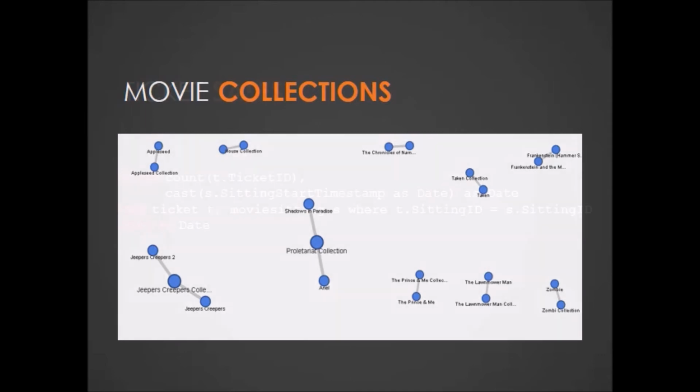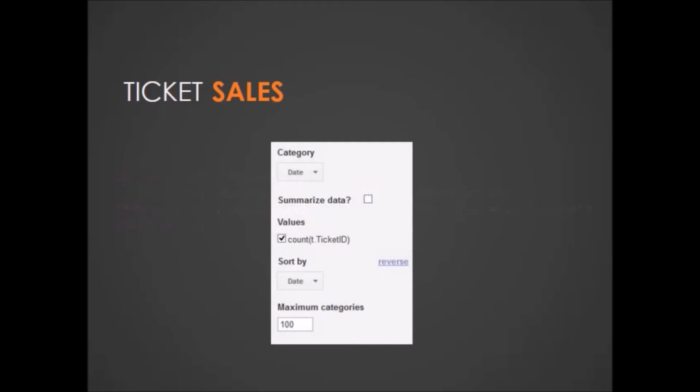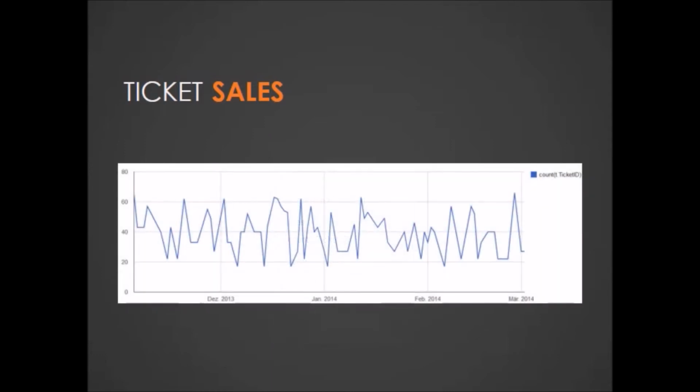To keep track of seasonal trends, an overview of the ticket sales over time is required. This can simply be achieved by a join of the ticket and movie sitting table. To visualize it in the correct way, we choose the category date, and for the value we count the ticket IDs. As you can see, the ticket sales of the last 100 days were quite variable.